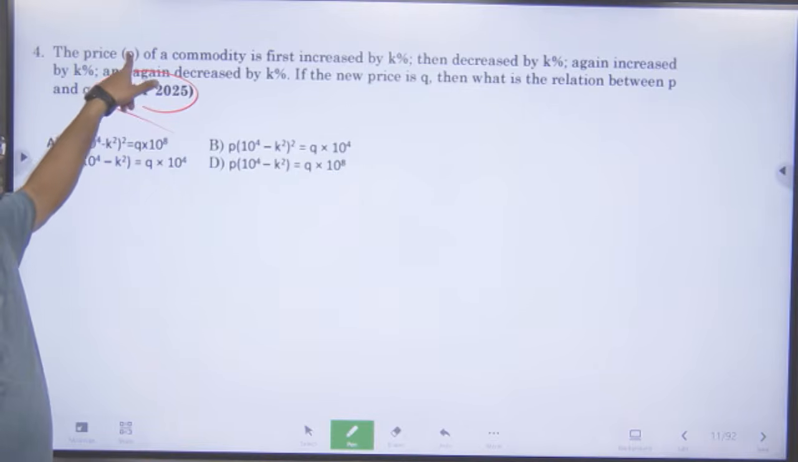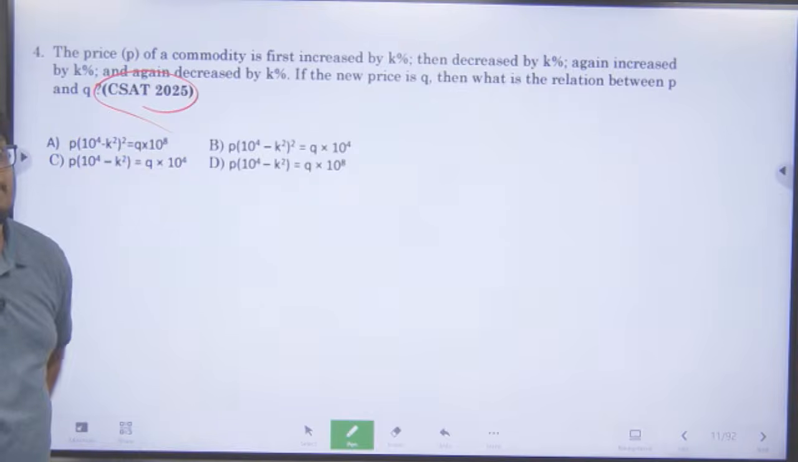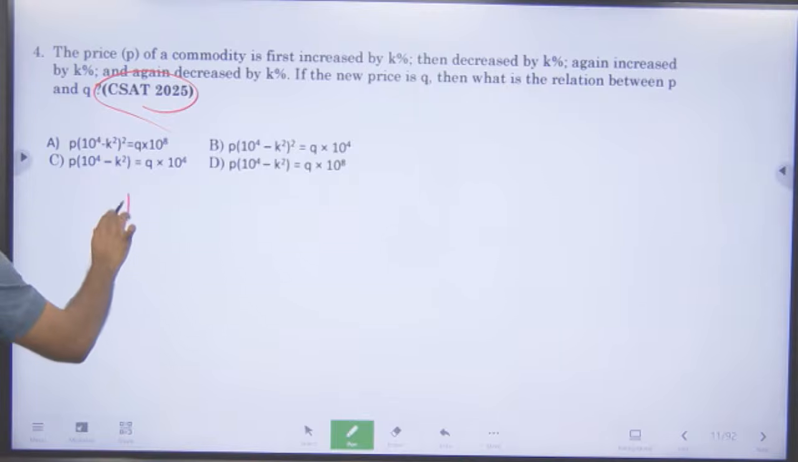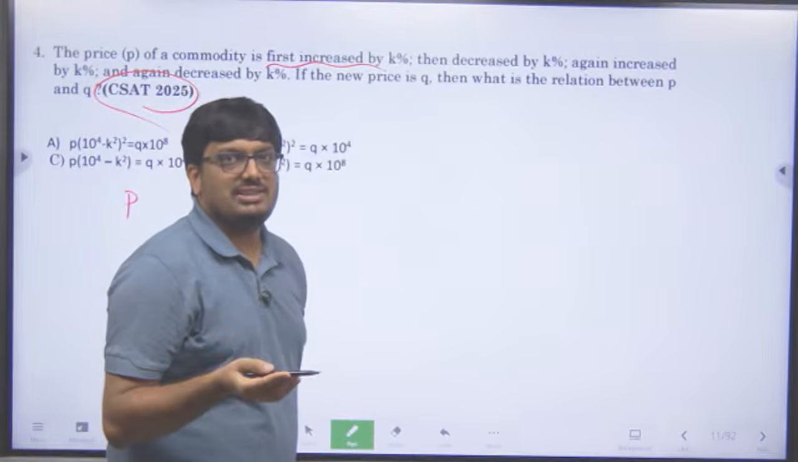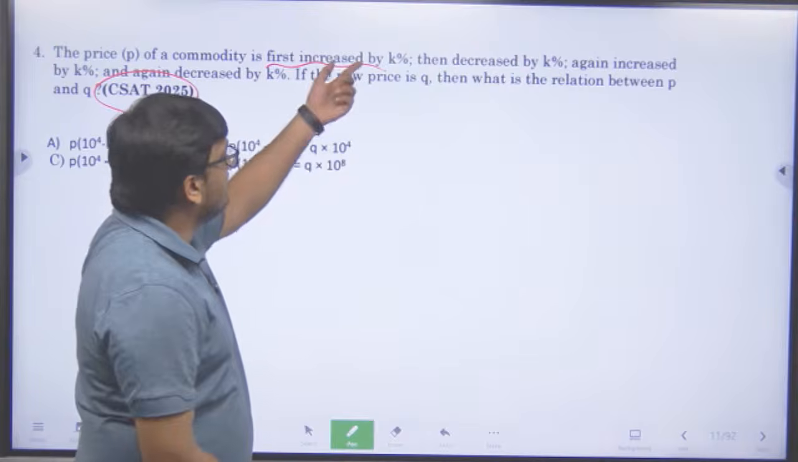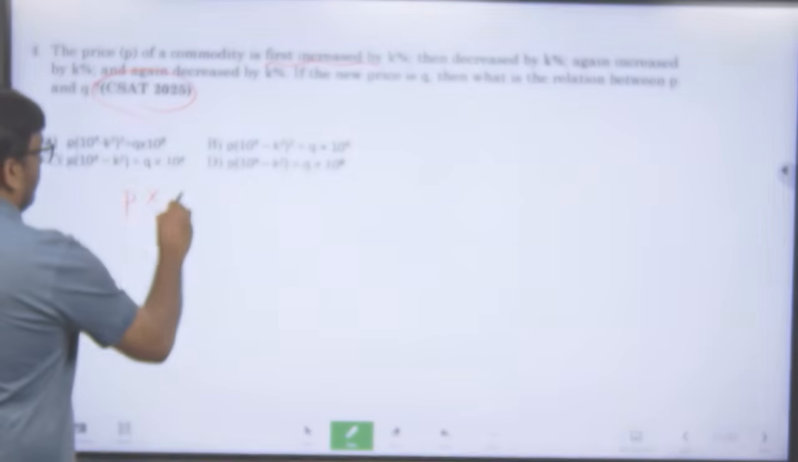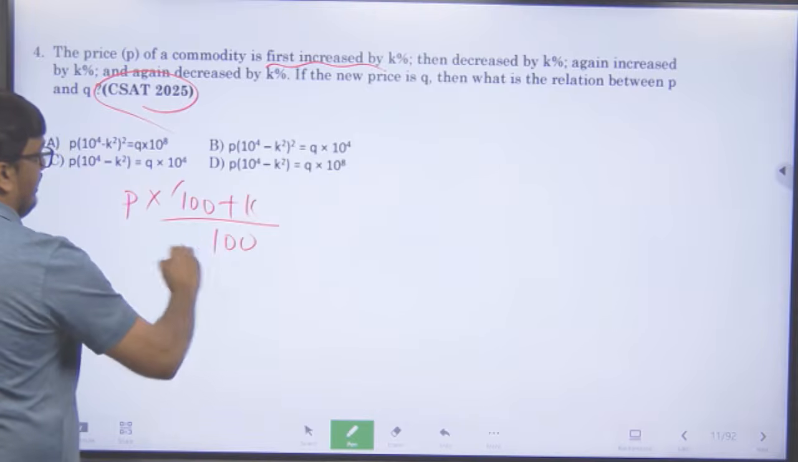The price P of a commodity is first increased by K percentage. See, there is a price, which is denoted as P. It is first increased by K. 10% increase means 100 plus 10, 110 by 100. So K percent increase means 100 plus K. Percentage means divide by 100.